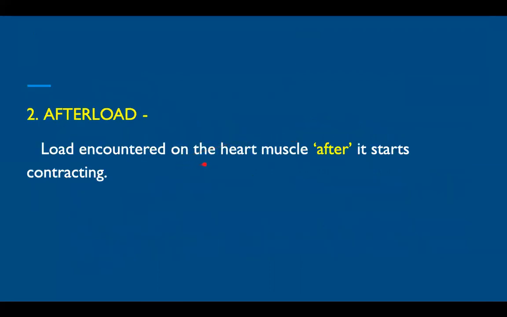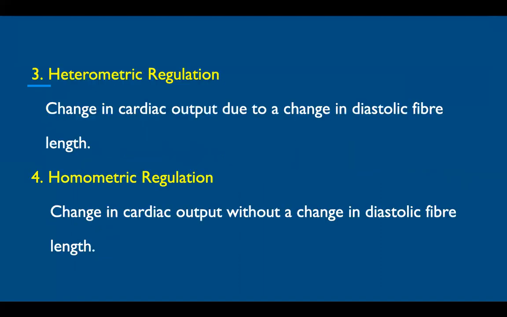And afterload is the load encountered on the heart muscle after it starts contracting. That is, this afterload is the peripheral resistance. What is heterometric regulation? It is change in cardiac output due to change in diastolic fiber length. That is, when the preload, the end diastolic volume, determines the cardiac output, it is called heterometric regulation.